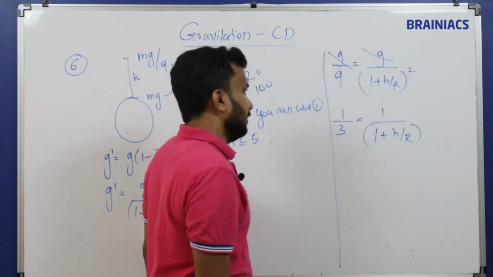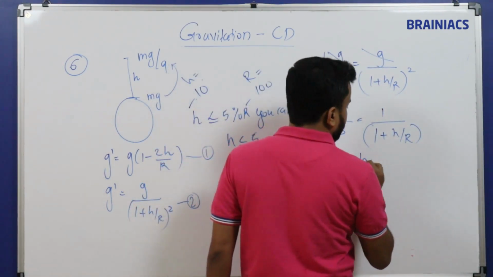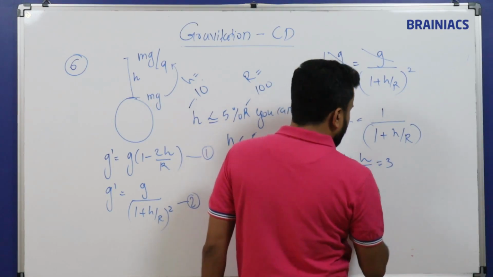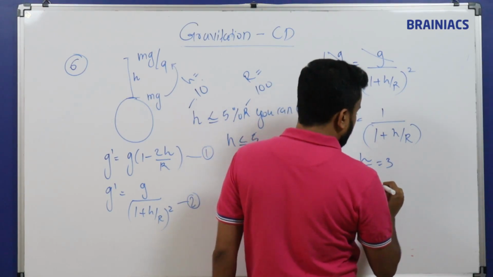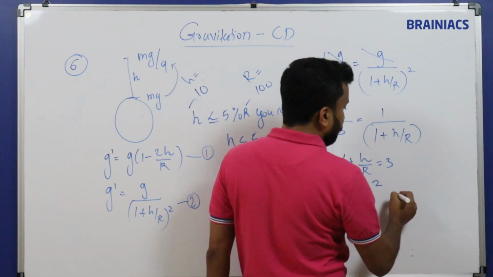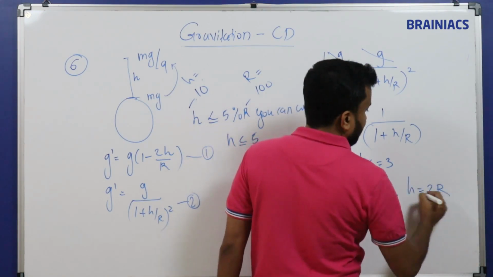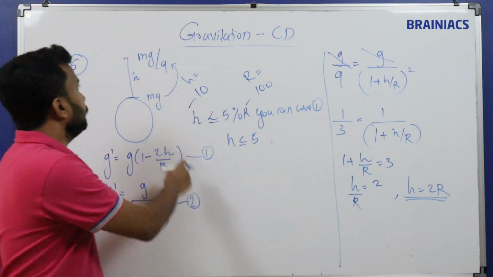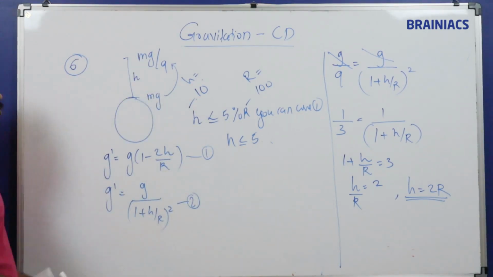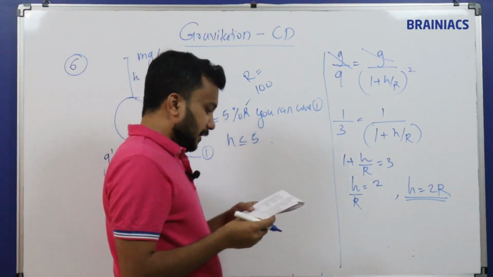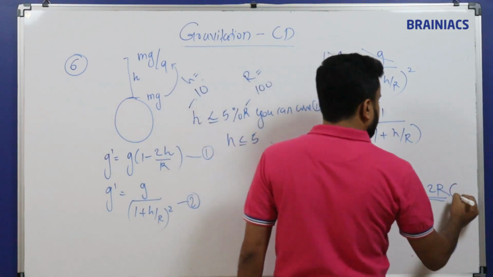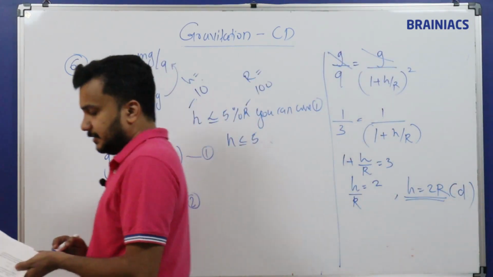So 1 plus h by r. Now I'm doing a cross multiplication. 1 plus h by r will be equal to 3, so h by r is equal to 2 and h is equal to 2r. So at a height h equal to 2r, the weight becomes 1/9. H is equal to 2r. Option D is the right answer for question number 6.